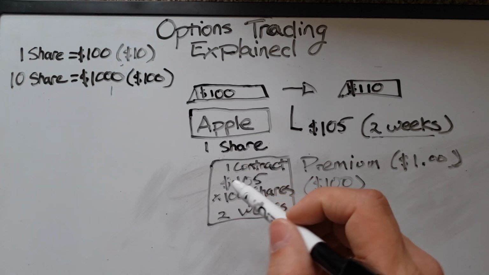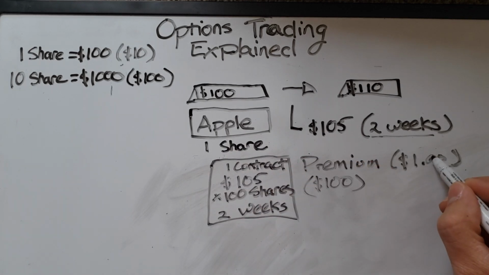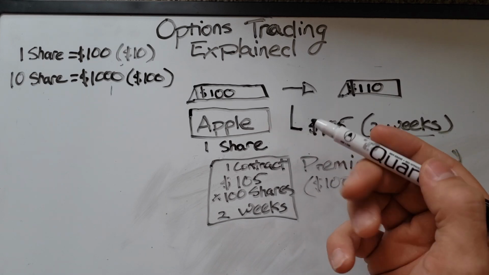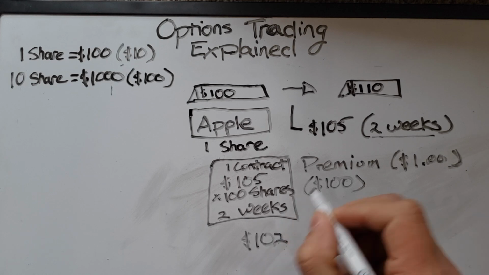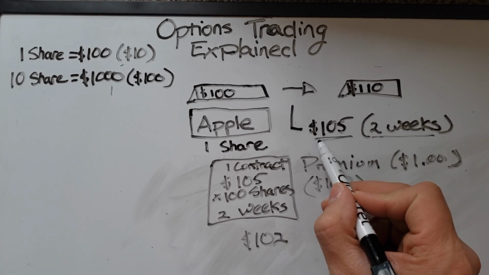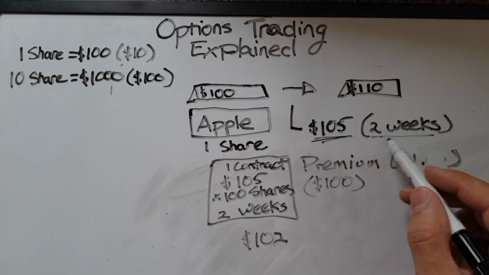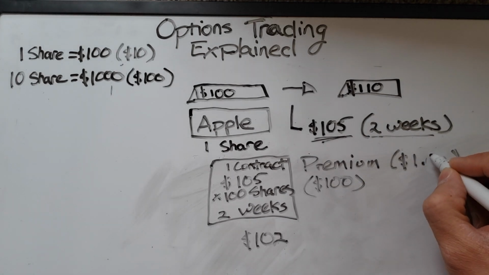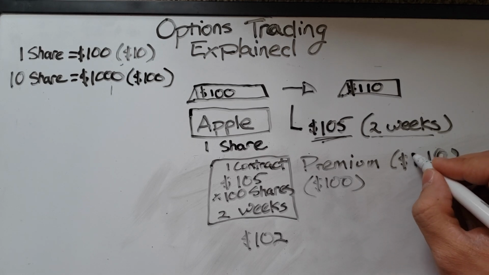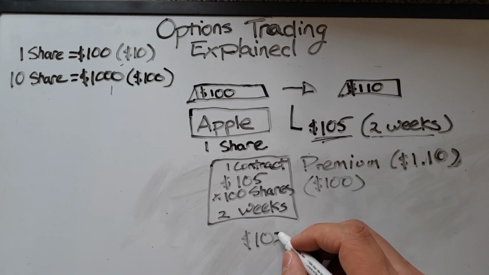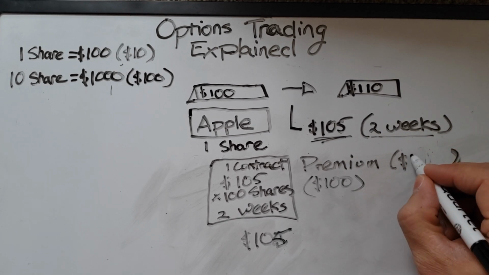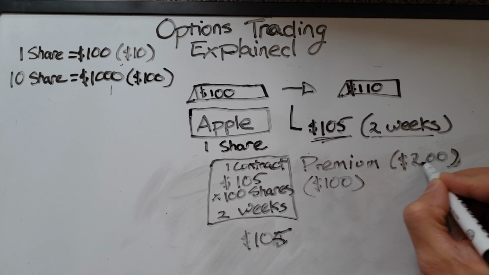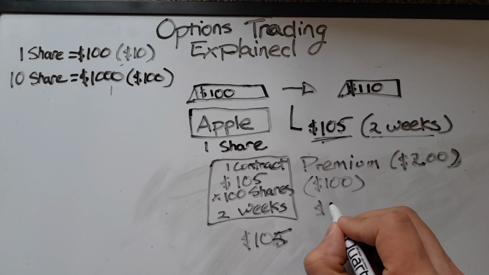Now, if the price of Apple were to go up, the premium that you paid for this contract also goes up. So if Apple goes from $100 to $102, the odds of it hitting $105 becomes more likely. Therefore, the seller will charge more for his contract. So let's say he'll charge $1.10 now. That is what the contract is worth per share now. Let's say the price of the stock goes to $5. The price of this may go up to as much as $2, at which point, you have just made $100.